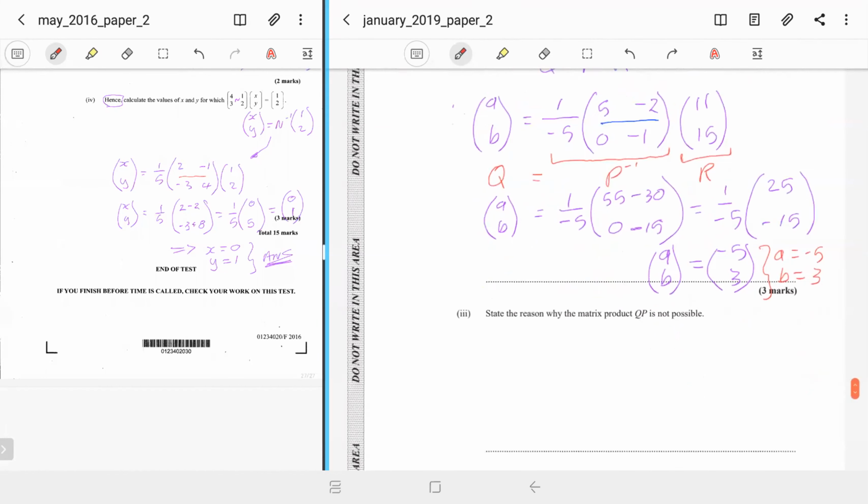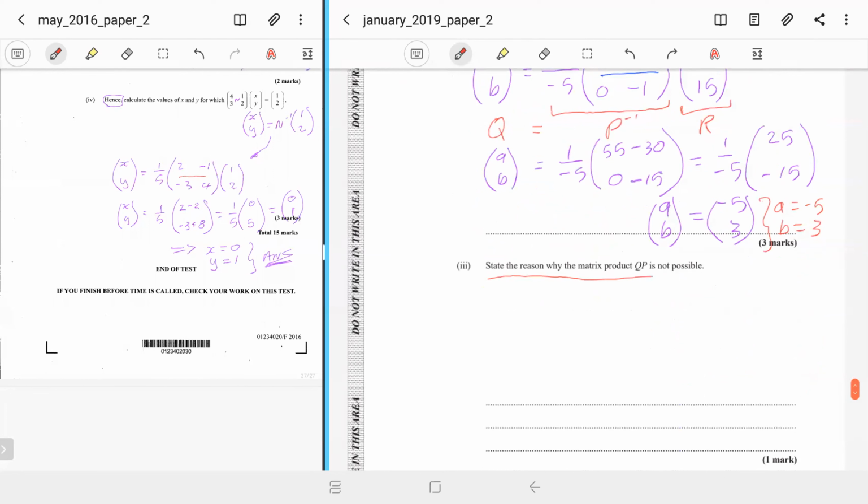Next part down here. State a reason why QP is not possible. Why is QP not possible?